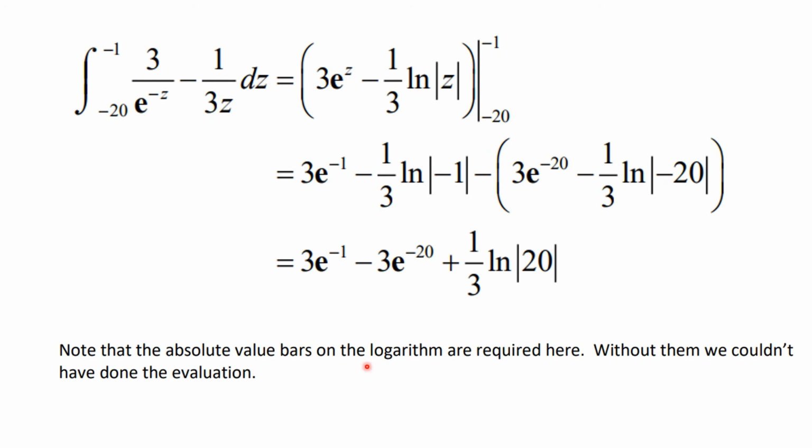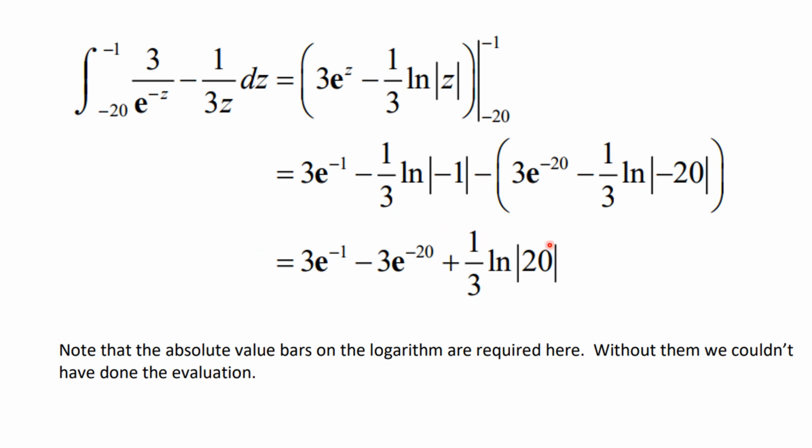And the last problem that we're doing is this one. Notice that if you have e to the minus z in the denominator, that is e to the z in the numerator. We factored out the 1/3, and so we get this. We do need to have the absolute value bars here for the logarithm, because when you plug those numbers in, you get minus 20 and minus 1, and so those aren't defined unless you take the absolute values of them. And this minus sign is from the fundamental theorem of calculus.